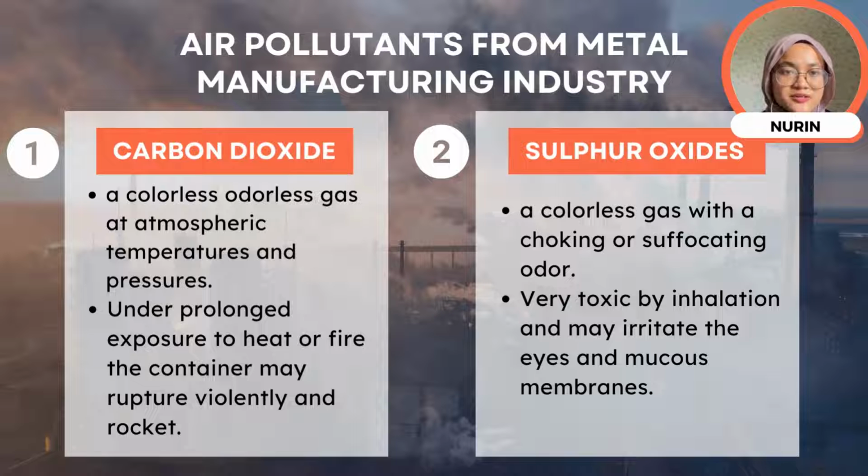Next, two significant air pollutants emitted from the metal manufacturing industries are carbon dioxide and sulfur oxide. Carbon dioxide is a colorless and odorless gas at atmospheric temperature and pressure. Under prolonged exposure to heat or fire, carbon dioxide may cause a container to rupture violently and rocket. Sulfur oxide is a colorless gas with a choking and suffocating odor. It is very toxic by inhalation and may irritate the eyes and mucous membrane.